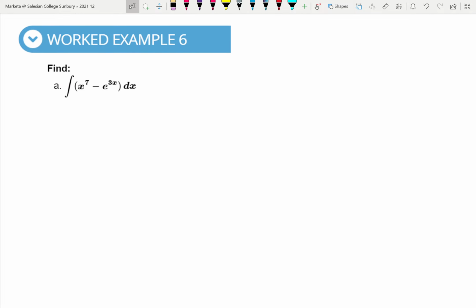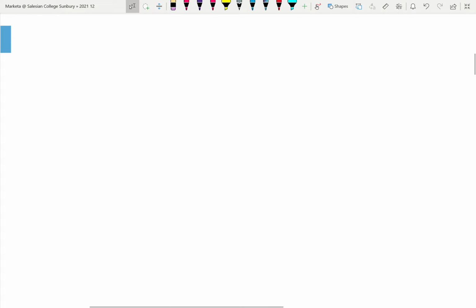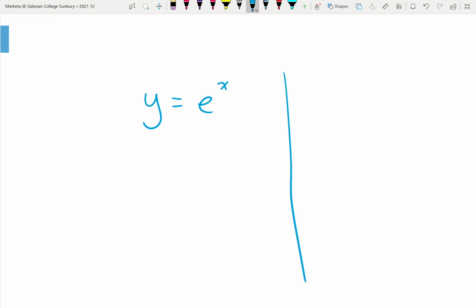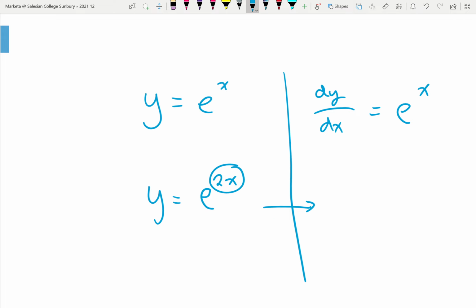So now we're looking at anti-deriving exponentials. Let's remember that if we derive, so if we have y equals e to the x, e is its own derivative, so that means dy/dx would equal e to the x. And if we have y equals e to the 2x, then what we're essentially doing is taking the derivative of this, which is 2, and multiplying by that. dy/dx would equal 2e to the 2x.